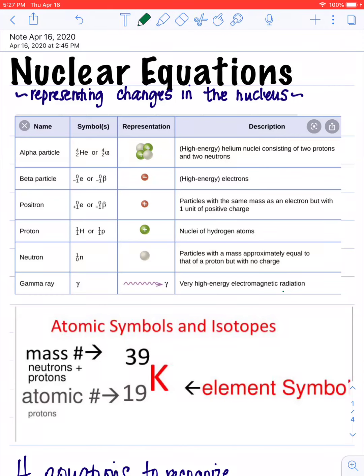Hello, Mrs. Boyd, and today we're going to talk about nuclear equations. Basically, nuclear equations represent changes that occur in the nucleus, and we're going to start off with some terminology that's really important.